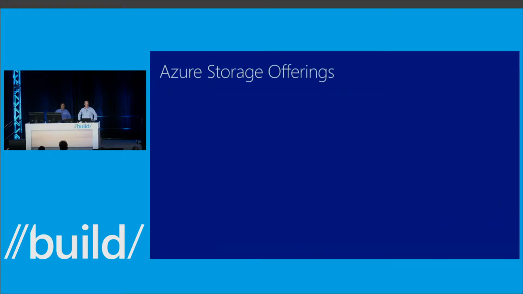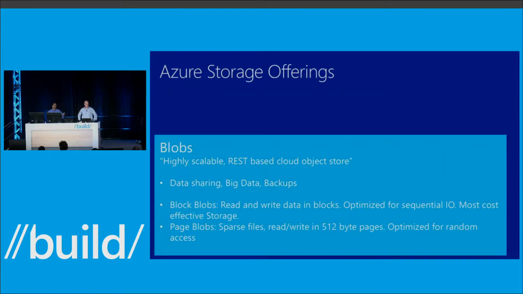So let's start with the base layer, blobs. For each of these abstractions, I have a one-line summary you can walk away with. In the case of blobs, it's a highly scalable, REST-based cloud object store, right? It's where you'd store files. What you canonically think of storing in storage, you would store in blobs.